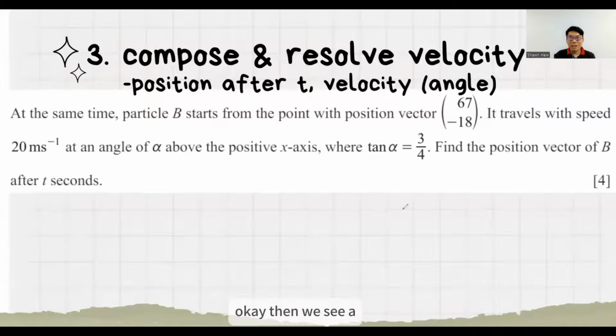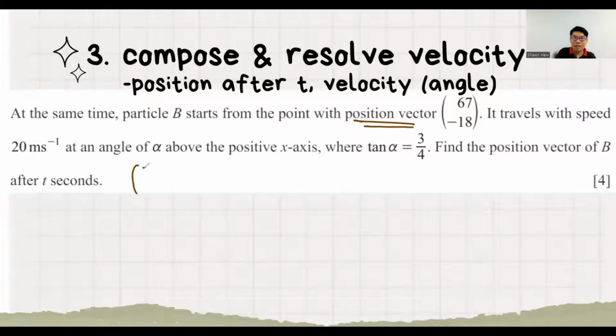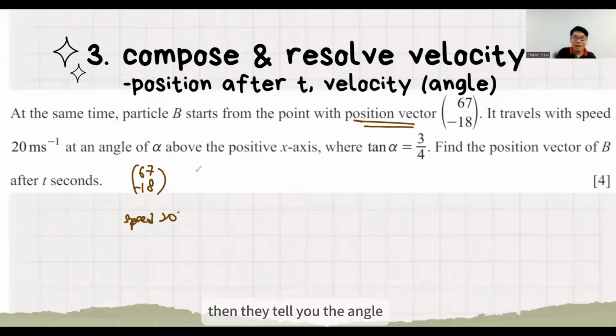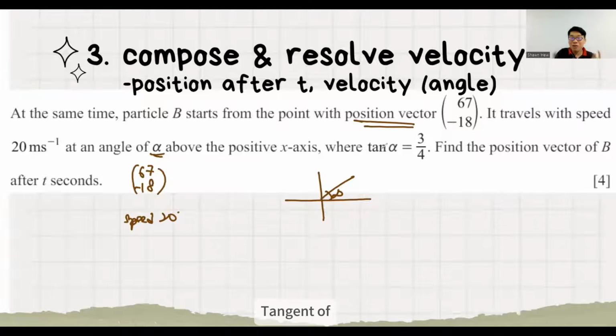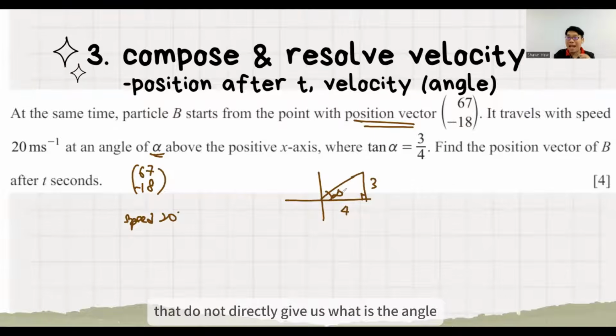Done. Okay, then we see a question that's a bit special. The particle starts with a position vector of 67, minus 18. And then it travels at a speed of 20. Then they tell you the angle is here, and tangent of alpha is 3 over 4. So if we draw it out, it will be like this, TOA, okay? This question does not directly give us the angle.